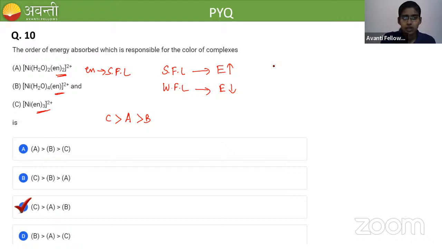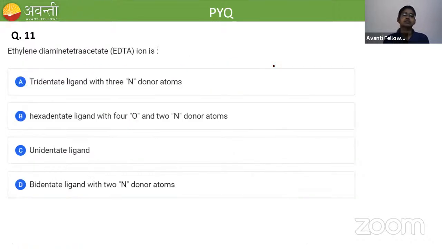Now we're coming to question number 11. Question number 11 is very, very easy. Ethylene diamine tetraacetate ion, the EDTA ion, is... You have to find out the denticity. That's it. Very easy, a straightforward question from your book, right?